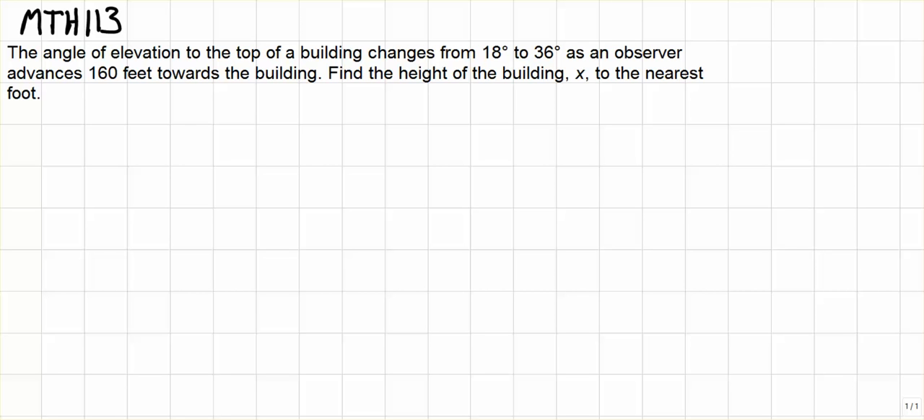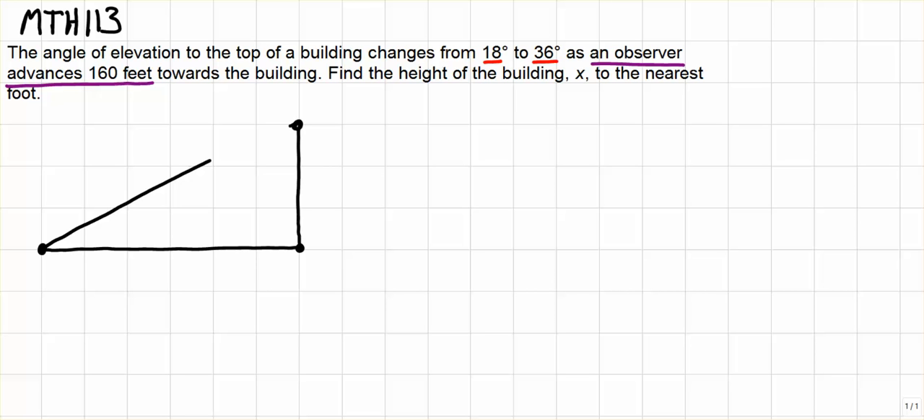First thing you want to do for this is understand that you're going to need two different triangles, because we're talking about differences from 18 degrees to 36 degrees. And we also note that the observer advances 160 feet towards the building. So we start with our first triangle, and it doesn't have to be perfectly drawn, but you want to make it as accurate as possible.